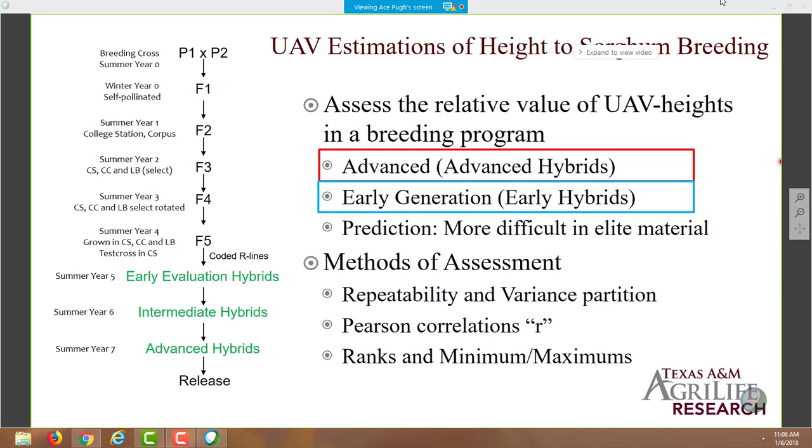Now, this is just a slide to show what we mean by advanced and early generation. This is a basic schematic of the sorghum breeding program at the left. And as you can see, the advanced hybrids are basically material that has reached the end of the pipeline. So it's the most elite grain material. The early evaluation hybrids are a lot earlier in the pipeline. So basically, you would expect the early evaluation hybrids to have a bit more variation between plots. But the advanced test is a lot closer to what producers would actually grow.